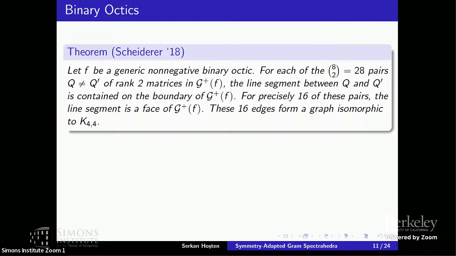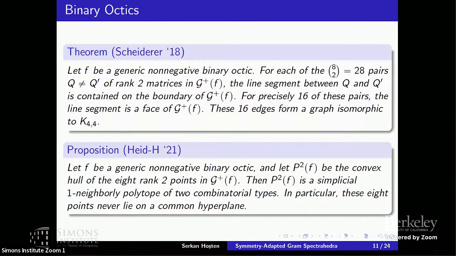It's very weird that 16 pairs lie on the boundary and form an edge, a 1-dimensional face of the spectrahedron. Now 12 pairs do not. They do lie on the boundary, but they do not make an edge. Moreover, these 16 edges and the 8 vertices, or 8 matrices, make up a graph which is isomorphic to K4,4. So it's really interesting to try to understand this kind of geometry.